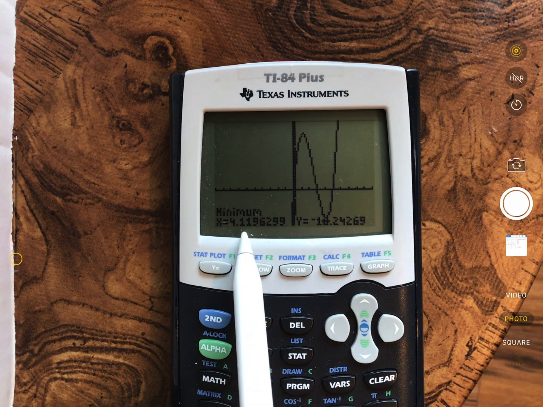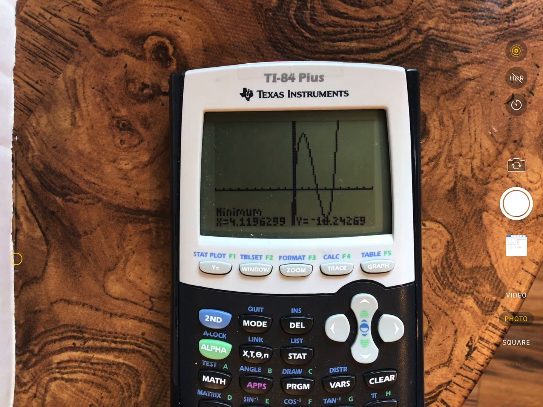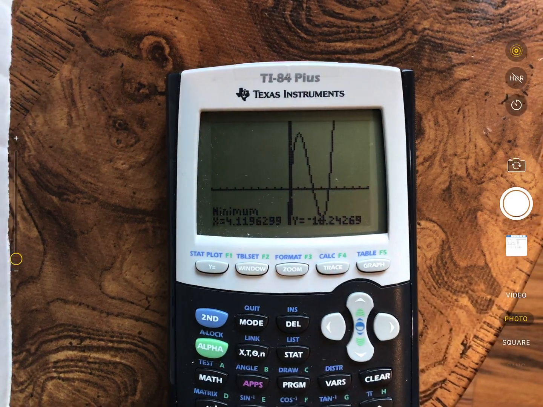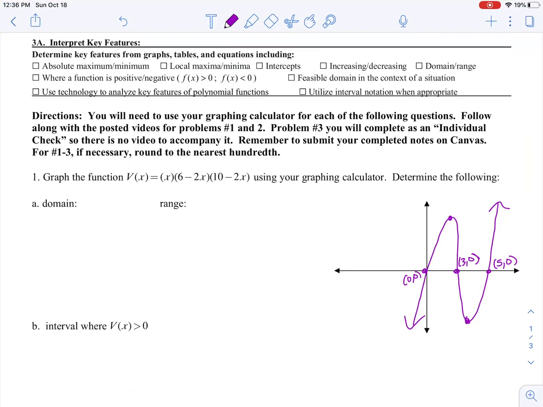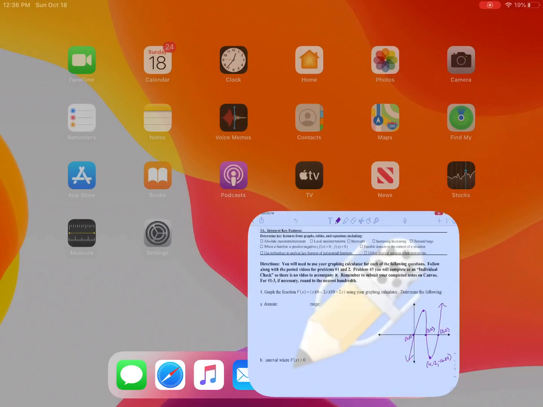And now I can see that exact minimum value. So that says positive 4.1196299, and then our Y value looks like negative 16.24. So I'm going to round to the hundredths place, and I'm going to go put that on my graph here. So that was exactly, if I round to the nearest hundredths, 4.12 and negative 16.24. That's my local minimum.